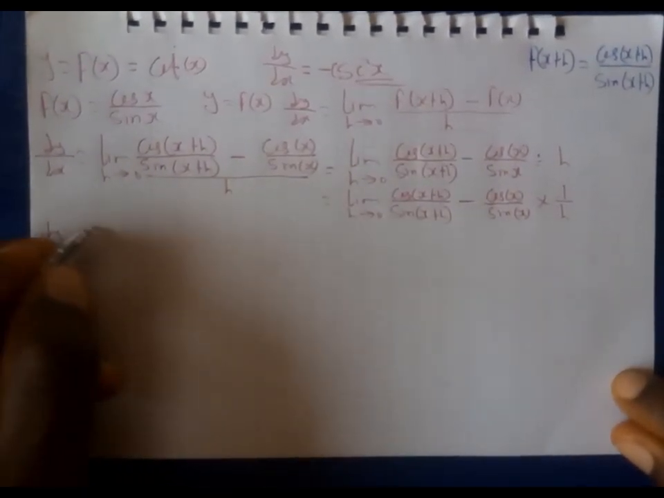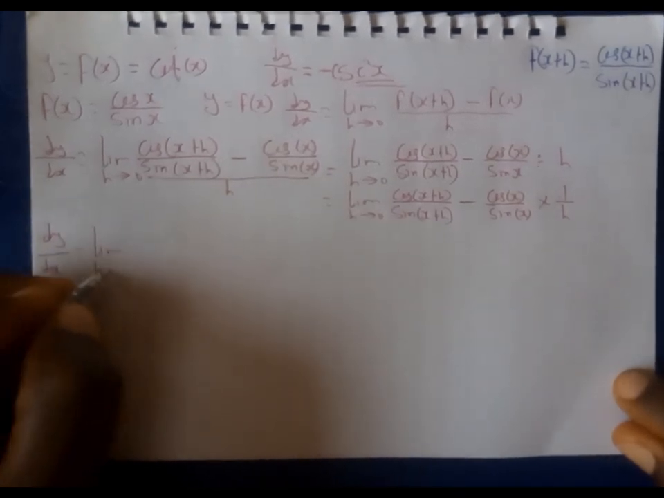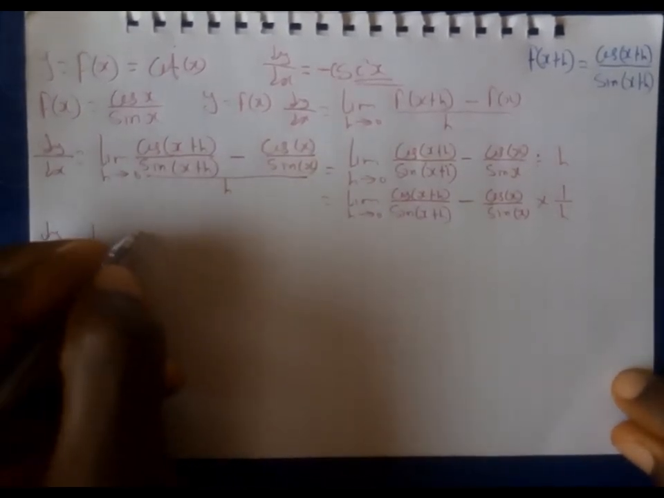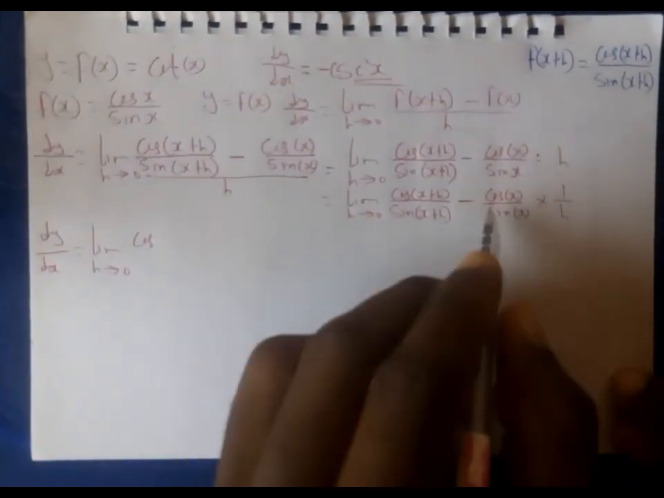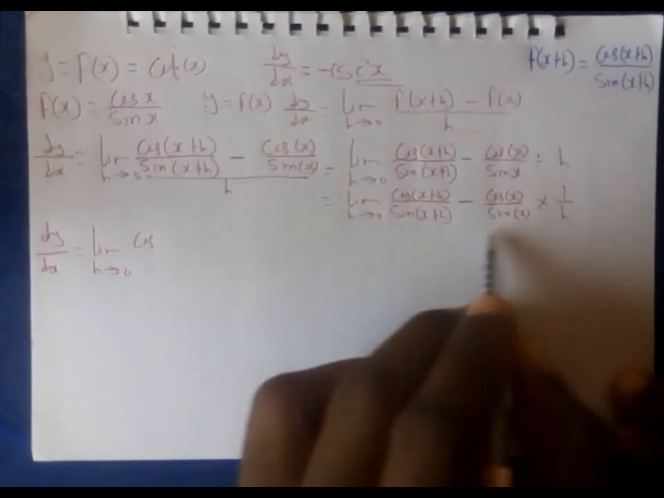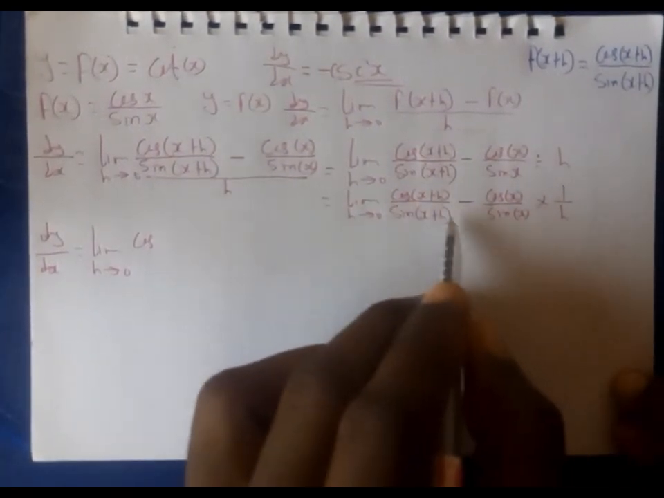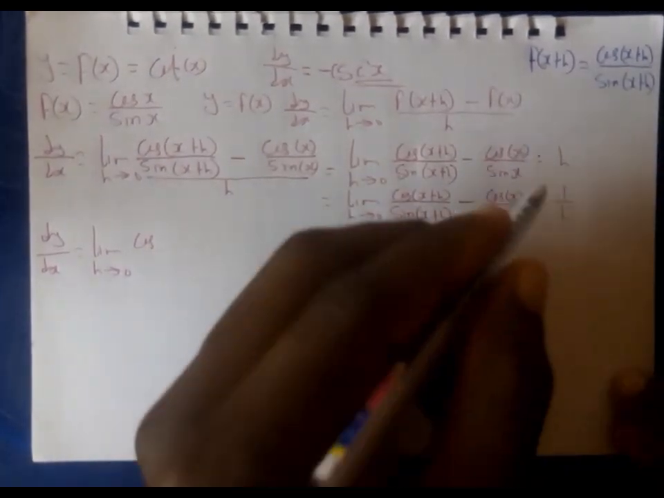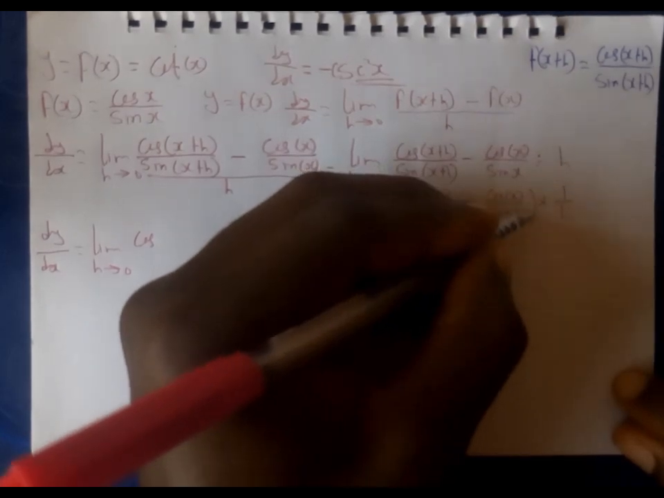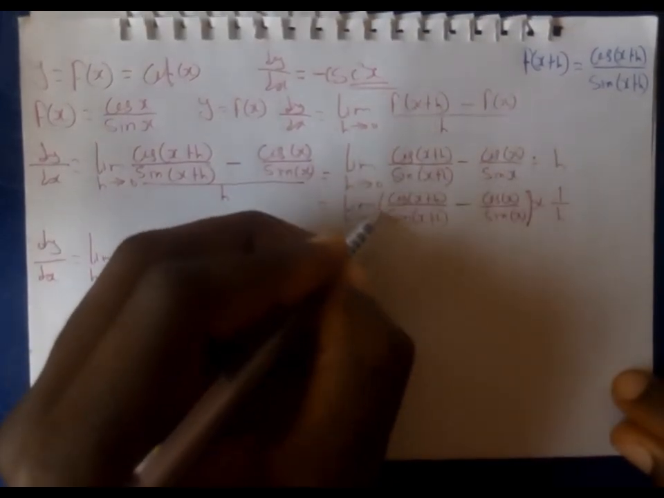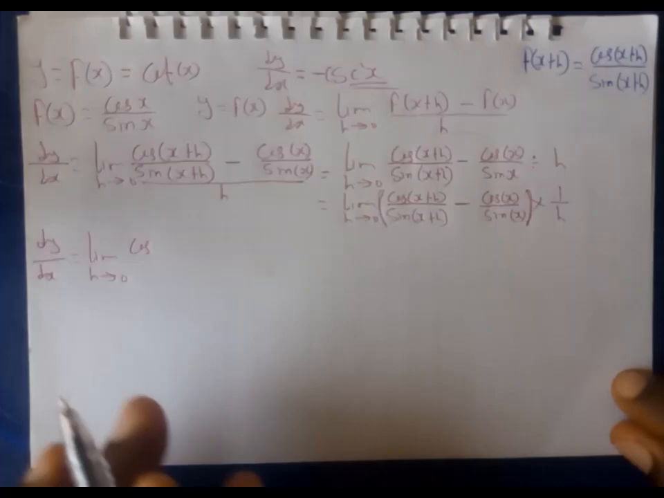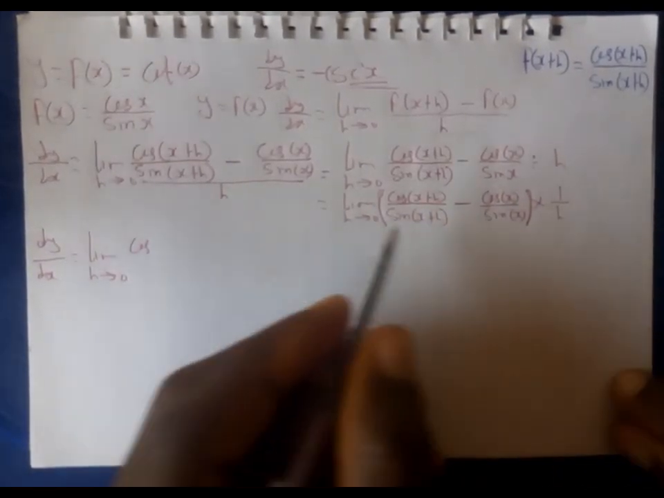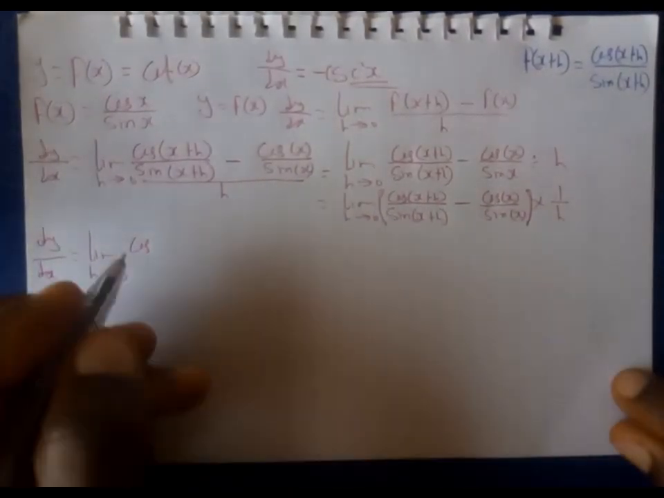So therefore dy/dx is now equal to the limit as h approaches 0 of cosine. Before I multiply, let me try and find the LCM of these two functions. Then we just try and combine them. There should be a bracket here because it's multiplying everything all through. So let's do something here. So the LCM should be sine of x plus h times sine of x.